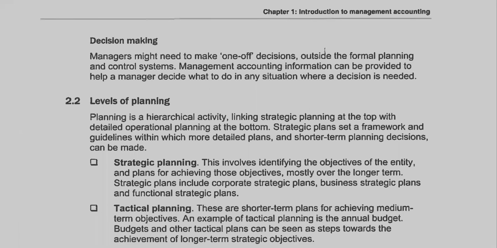Now, managers might need to make one-off decisions outside the formal planning and control systems. Management accounting information can be provided to help a manager decide on what to do in any situation where a decision is needed. So in simple terms, the same way we have 3 levels of management, we also have 3 levels of decision making. So we have the strategic level, who makes decisions, which is top level management. So we can have strategic decisions.